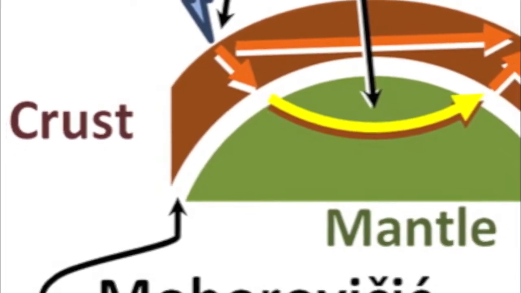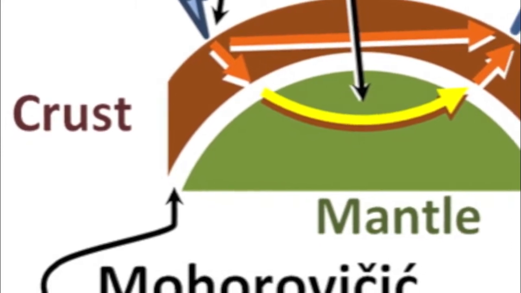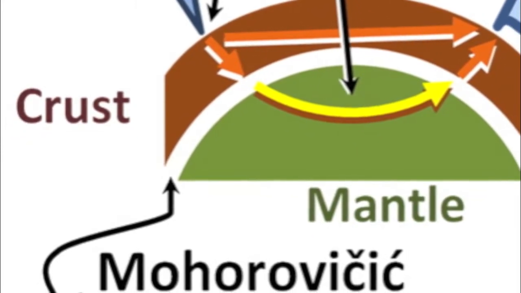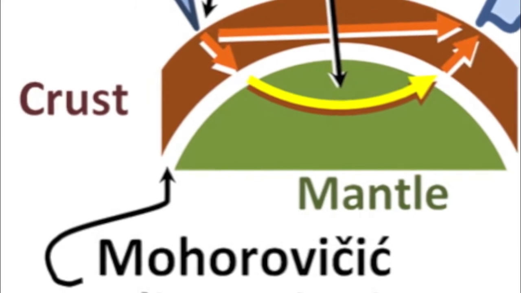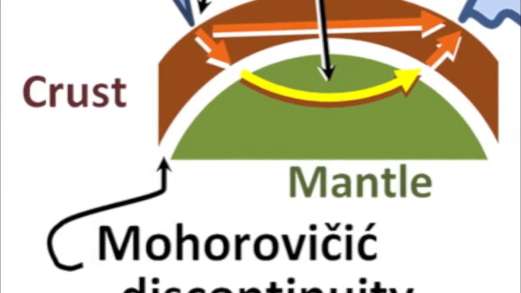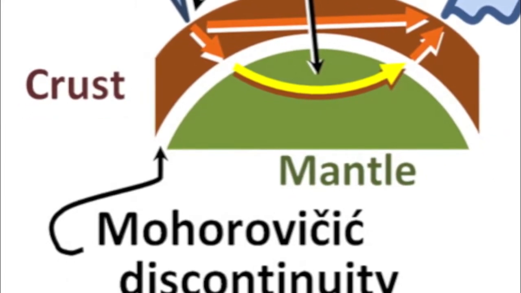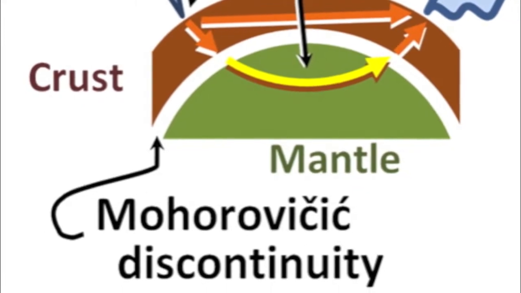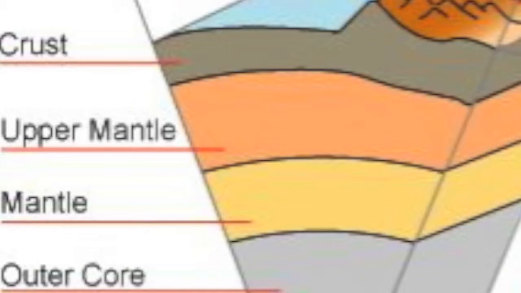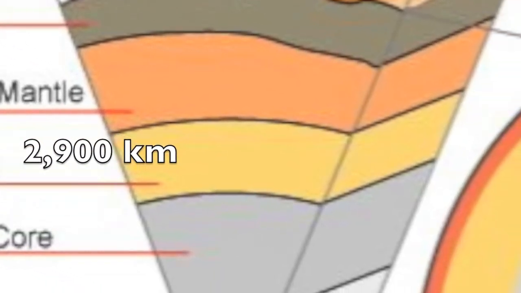The crustal layer essentially floats atop the layer below it, which is called the mantle. These two layers are separated by what is called the Moho, which represents a discontinuity between the layers. The mantle is approximately 2,900 kilometers thick and is heterogeneous throughout, containing both rock and melted material.